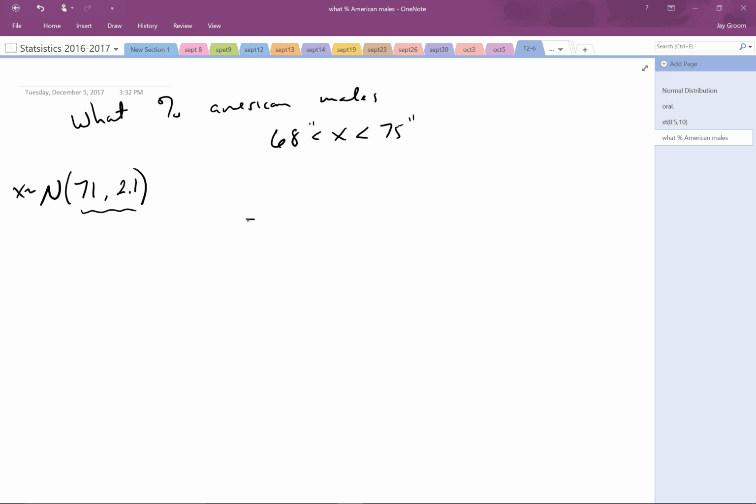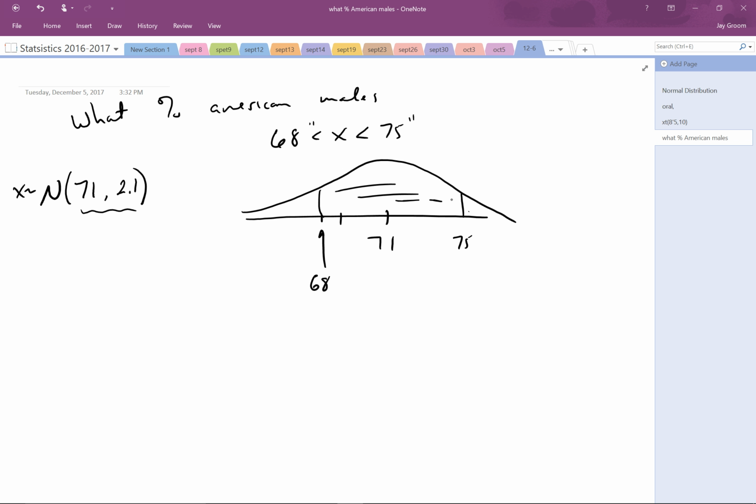So what do I have to do here? Well, what I'm going to have is this. Here's my normal distribution. Here is 71 rather in the middle. So if I count over 2.1, it puts me like 69 something ish. So like 68 is going to be here. And then of course, if I count over a ways, 75 is going to be over here somewhere. Okay. So the question is, what percent are between here and here? Well, this time I'm going to need two z-scores. So one of them is, let's call it z1, 68 minus 71 over 2.1. And the other one, of course, is 75 minus 71 over 2.1.